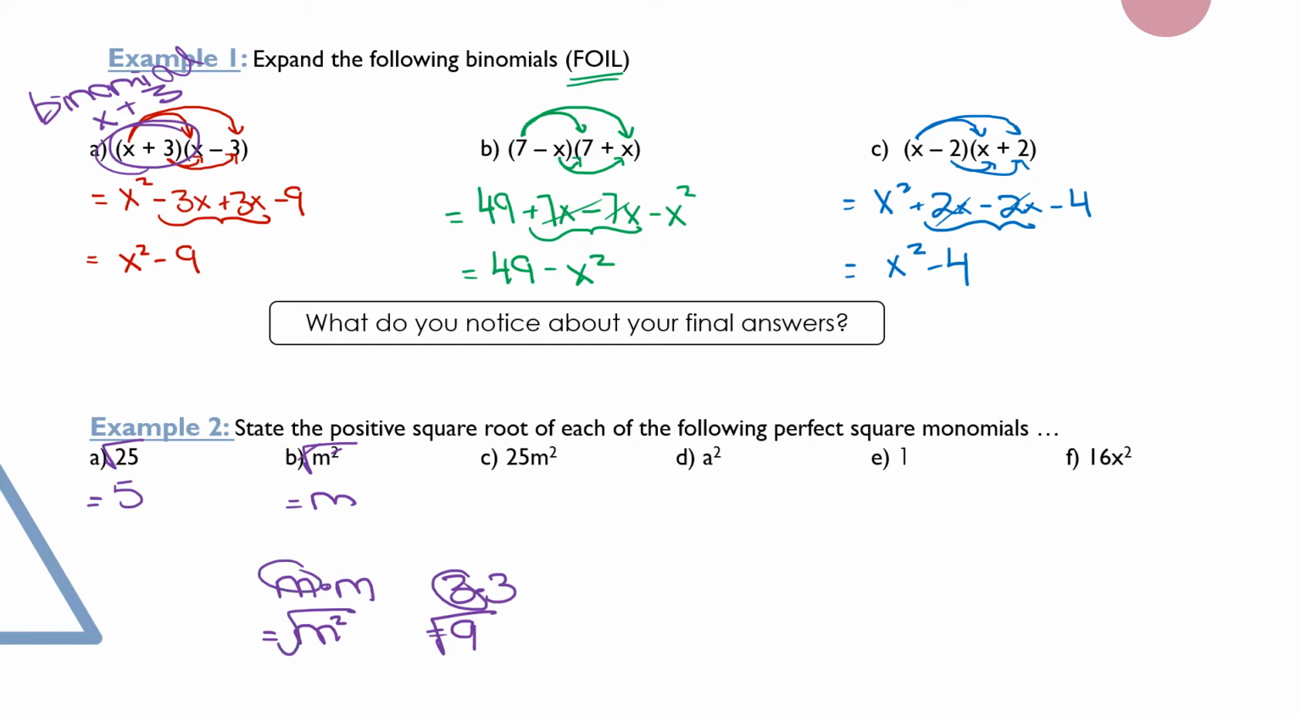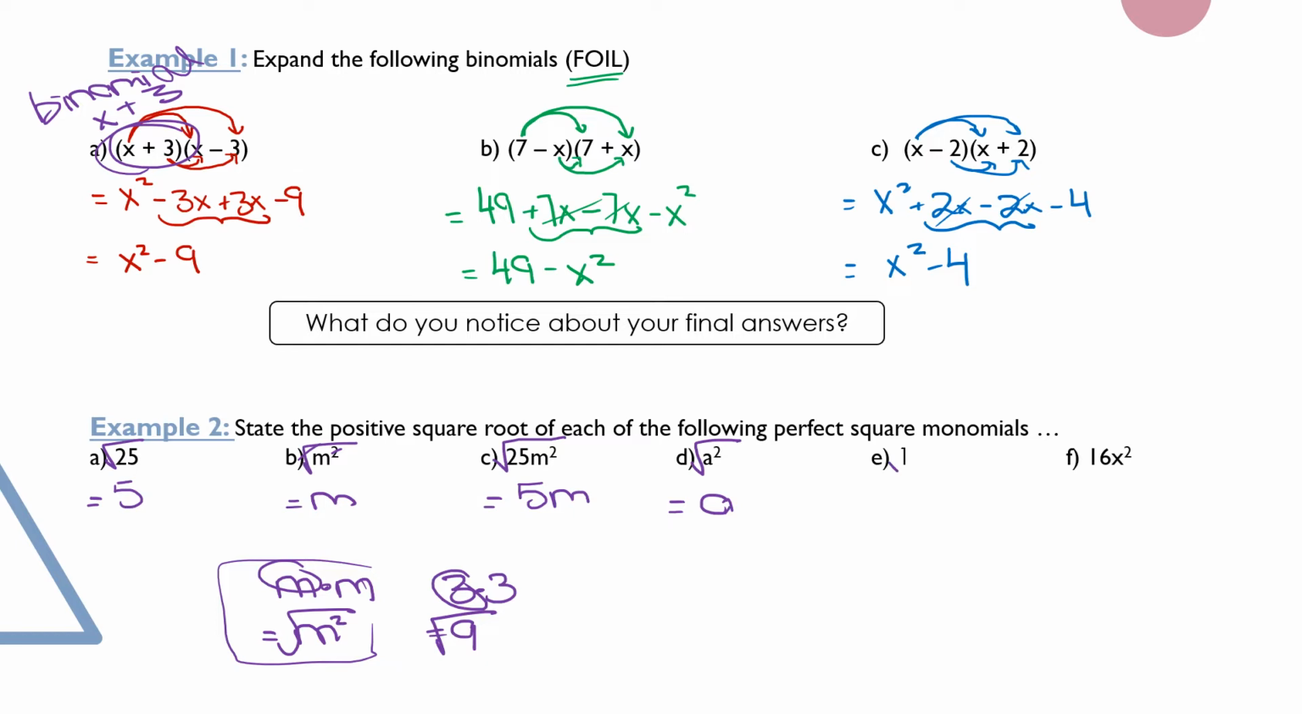So putting these two together that we just did, 25m squared, as one larger monomial, the square root of 25 we already know is 5. The square root of m squared we already know is m. So the square root of 25m squared is 5m. So what's the square root of a squared going to be? Look at what we talked about here. What's the square root of a squared going to be? It's going to be just an a.